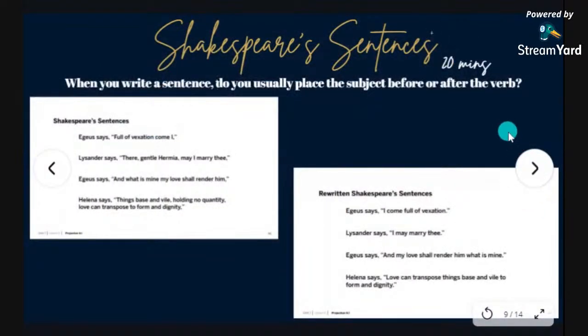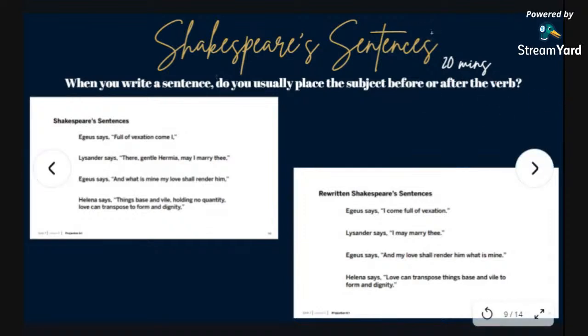Okay, next I'll move on to Shakespeare's Sentences for 20 minutes. For this component, the teacher will talk about how Shakespeare often changed the placement of subject and verb to verb and subject in his sentences. Then they'll pose the discussion question at the top of the screen. When you write a sentence, do you usually place the subject before or after the verb?